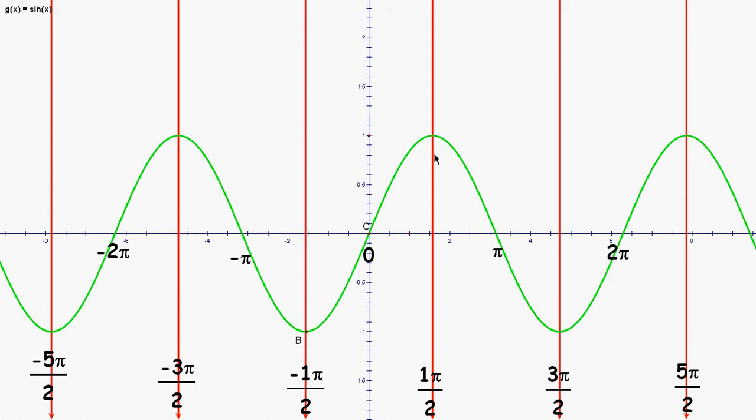I'd like to point out that we have vertical lines at negative 5 pi over 2, negative 3 pi over 2, negative 1 pi over 2, 1 pi over 2, 3 pi over 2, and 5 pi over 2. And note that these are odd numbered pi's over 2, both negative and positive. And as when we graph the tangent function, you're going to see that these vertical lines play a critical role in shaping the tangent. So let's go ahead and graph that function now.